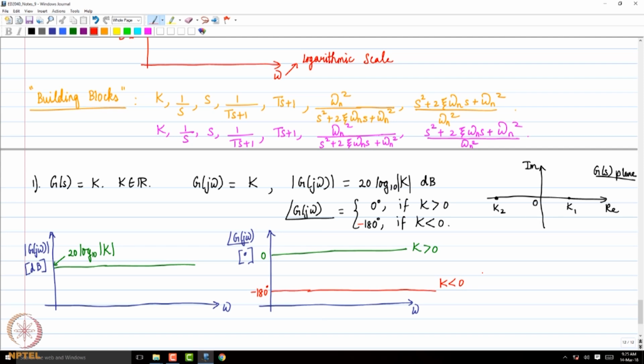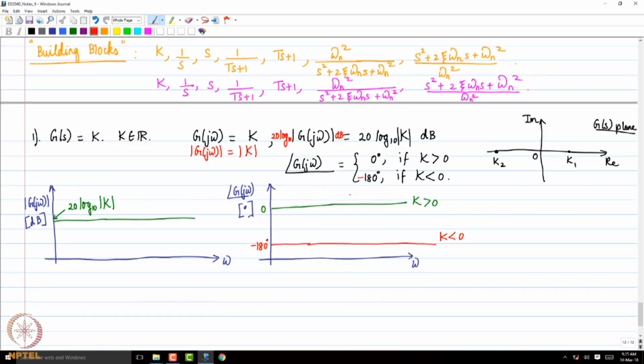Magnitude of g j omega is equal to 20 log, in decibel units. It's understood that you are writing in decibels, or if you want to be very particular, you say 20 log to the base 10 magnitude of g of j omega. So let's say I write the magnitude of g of j omega as the absolute value of k. Then 20 log to the base 10 magnitude of g j omega in decibels is going to be 20 log to the base 10 absolute value of k. So that's going to be the Bode plot for this constant term.